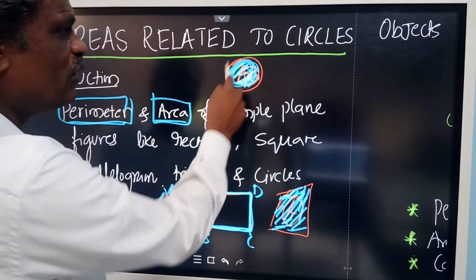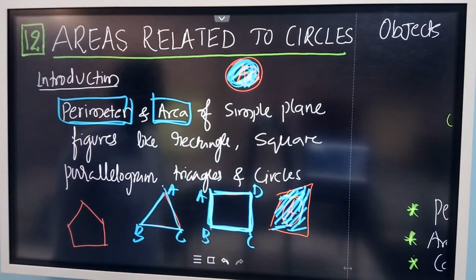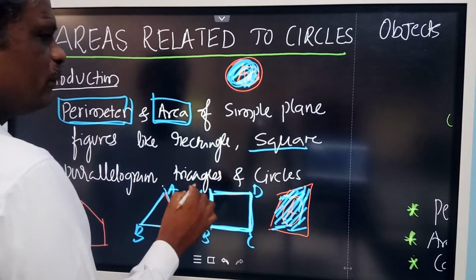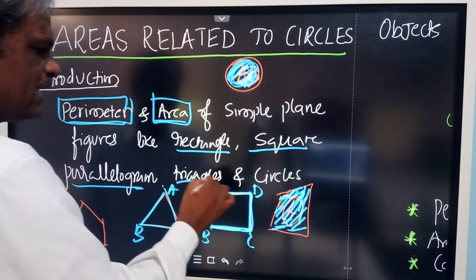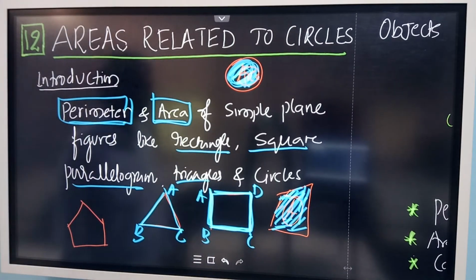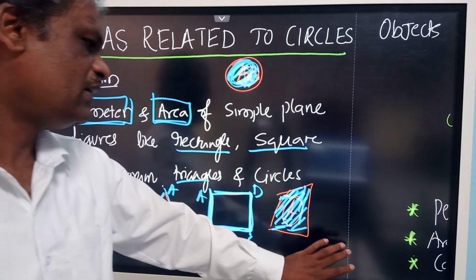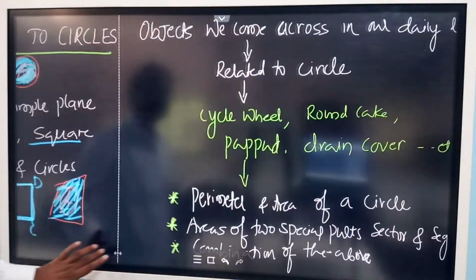Perimeter means the boundary, the length of the boundary. That you have learned in the lower classes. You have learned the area and perimeter of a square, area and perimeter of a rectangle, parallelogram, triangle. Even the circle you have learned. So let us recall all these things and go ahead now.